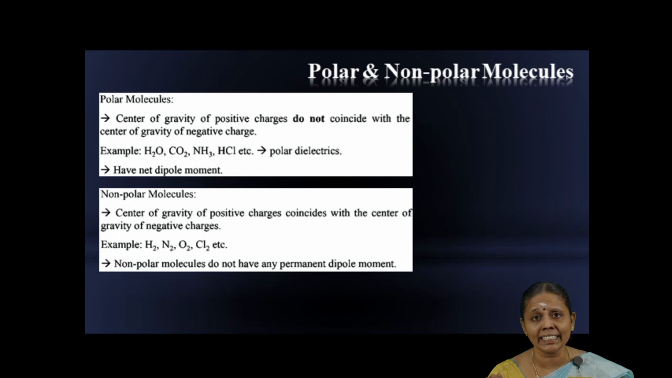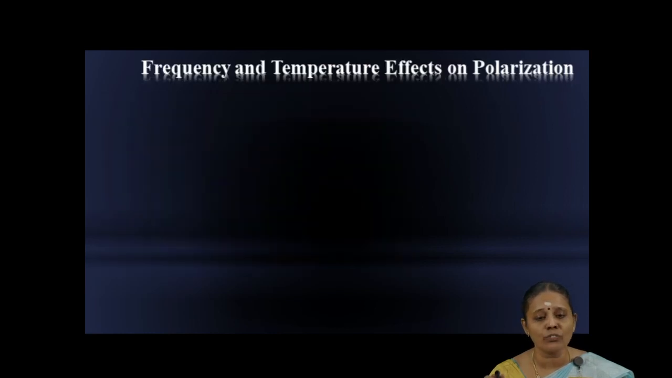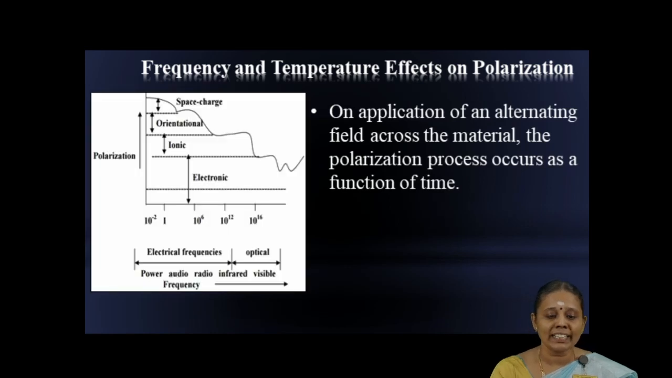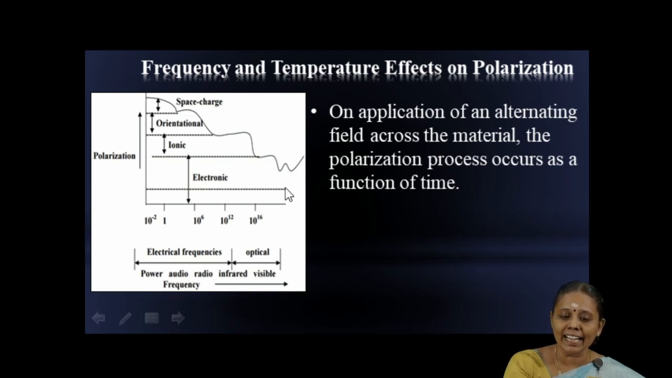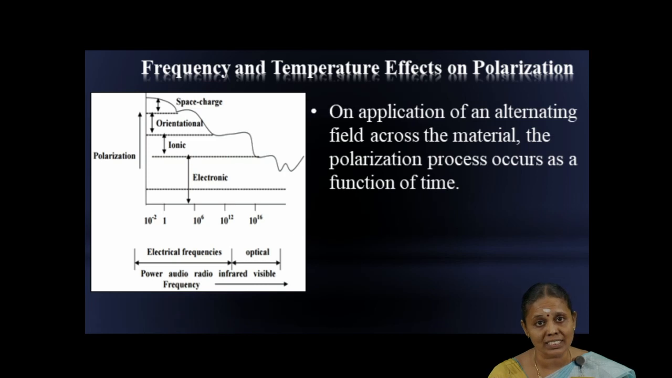As we have already said, the polarization mechanism has four components: electronic polarization, ionic polarization, orientational polarization, then space charge polarization. Such polarization occurs as a function of time. Hence, let me explain the frequency and temperature effects on polarization. Here is the diagram which shows the frequency effects on polarization. Here we see that electronic polarization occurs at all frequency ranges. Therefore, this kind of polarization is an instant process.